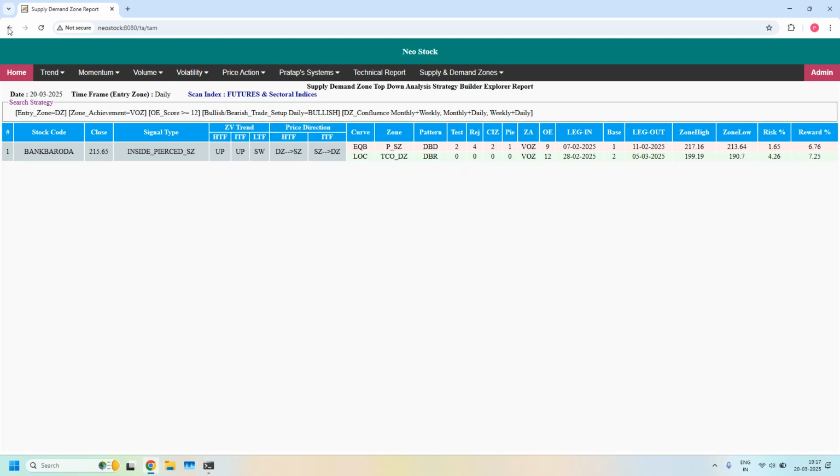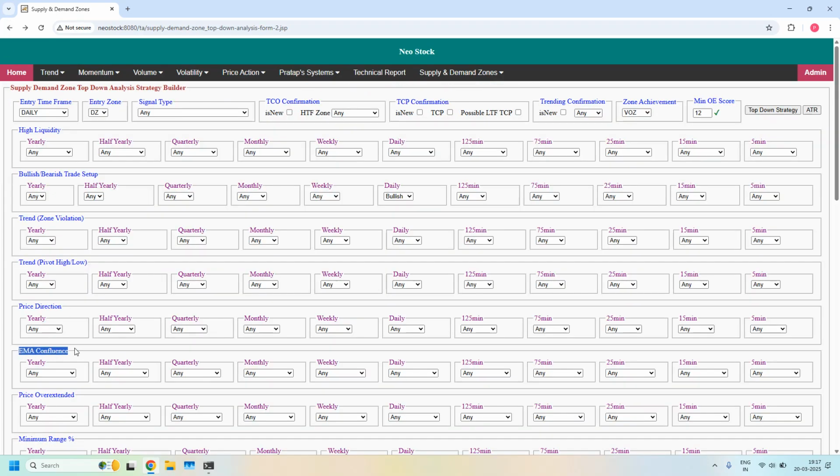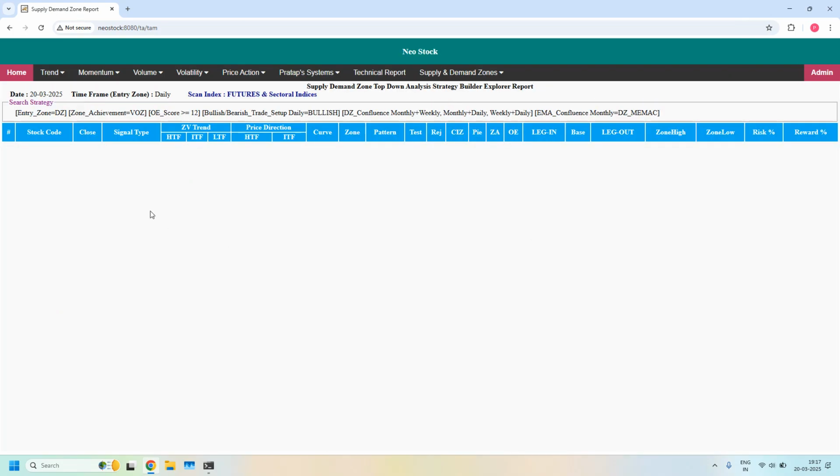Let us check whether the monthly zone has monthly EMA confluence. If that is the case, the stock might have a higher probability of success. So that stock is not filtered. So this is the bullish trade setup for monthly income trade.